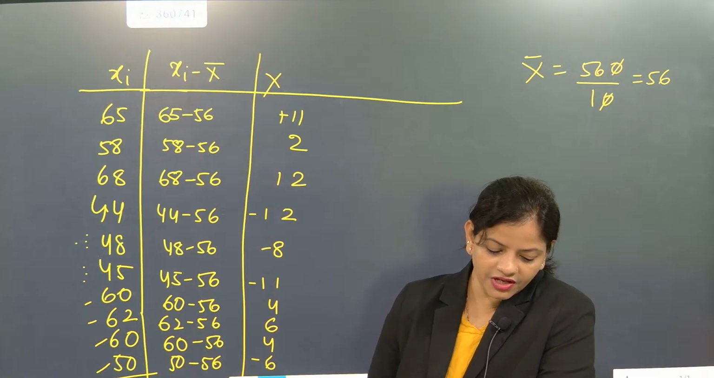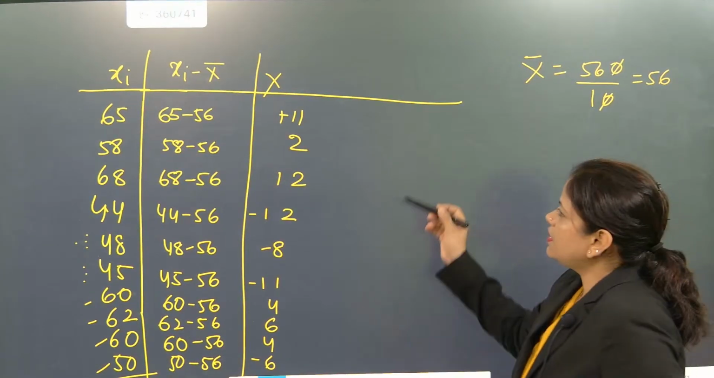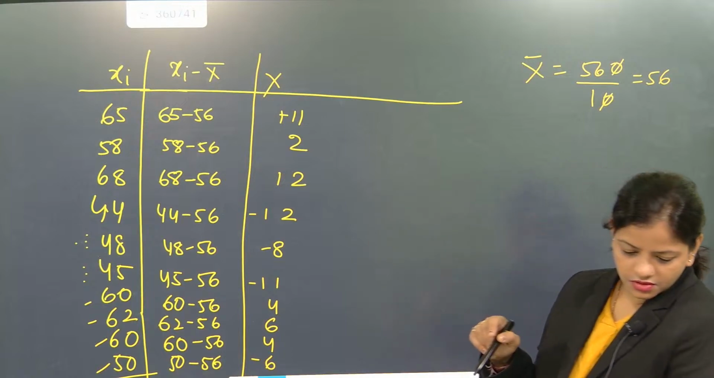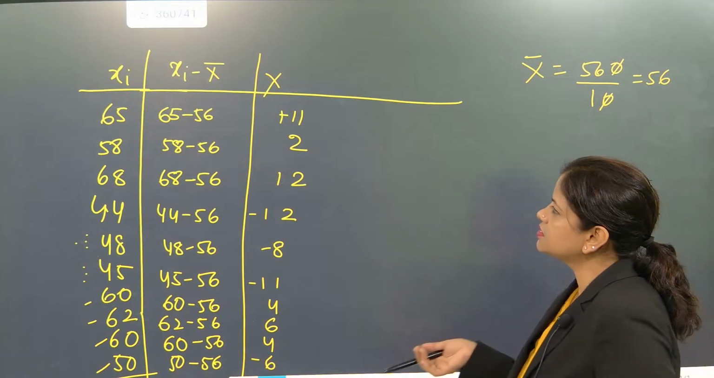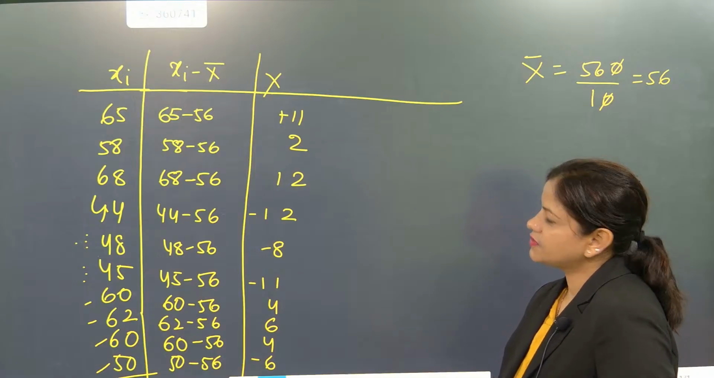Median is not needed, beta. Variance now. Median not needed. Only directly you have to do. First is 65, now 65 minus 56 is 9, 6 minus 6. Check the values.